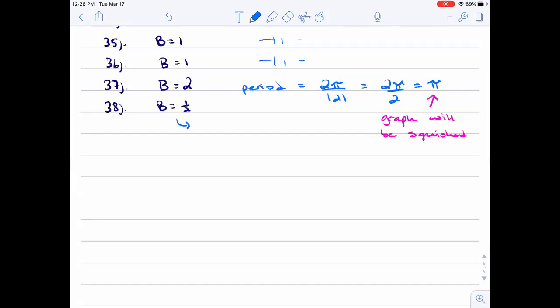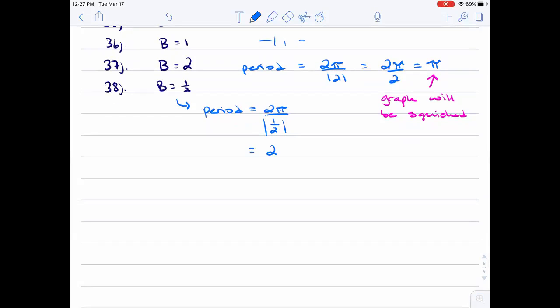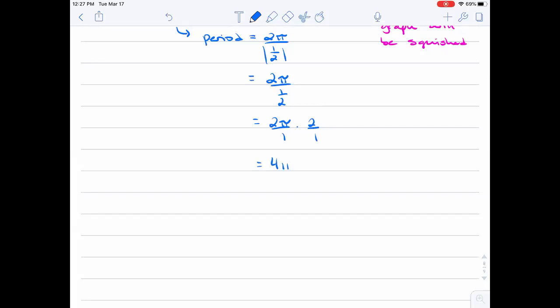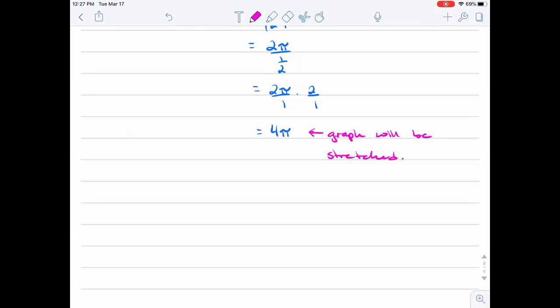So now, if B is 1/2 instead, then my period is 2 pi over 1/2. It's the absolute value, but I can kind of ignore it. 2 pi over 1/2, I can treat that as a fraction over a fraction, right? And so I get 2 pi over 1 times 2 over 1. Puts me at 4 pi. So instead of the usual 2 pi, now I've got a stretched out 4 pi to cover the whole cycle. And so here, this graph will be stretched. So those are things that you're looking for.